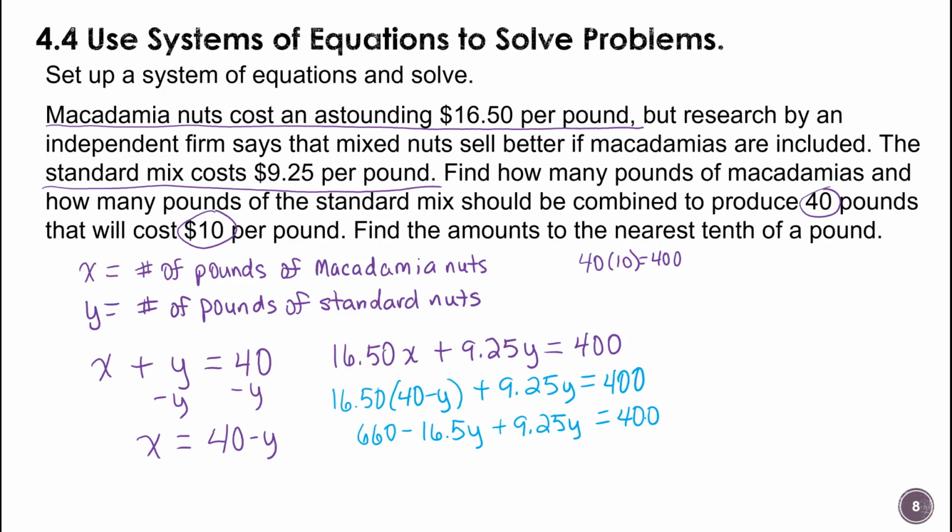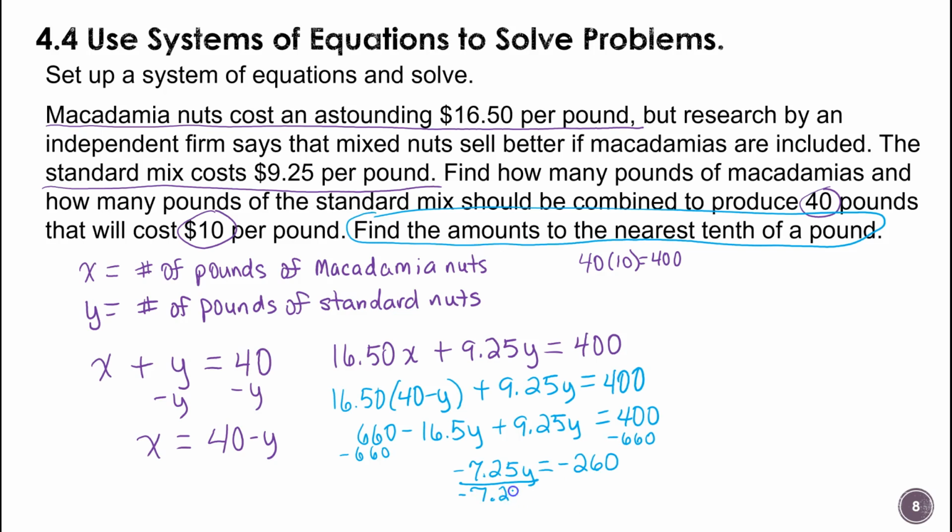So we combine our like terms, right? We have these Y's, and I'm going to subtract the 660 to get it on the other side. I'm kind of going to put those two steps together. I have negative 7.25Y equals negative 260. Divide, and notice we're going to round to the nearest tenth of a pound. Why does it always have to do that thing, right? Nearest tenth of a pound.